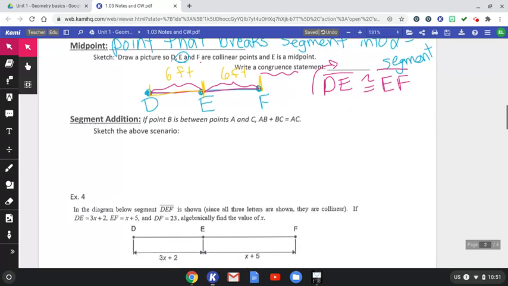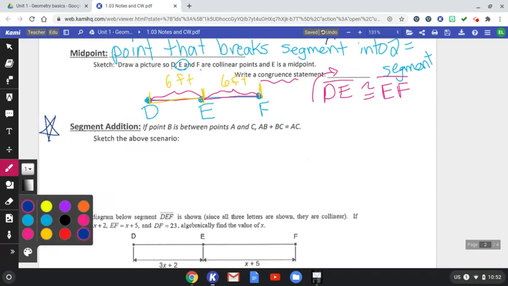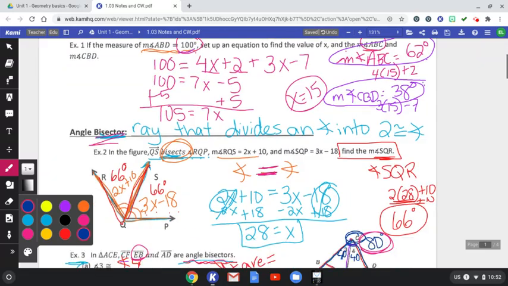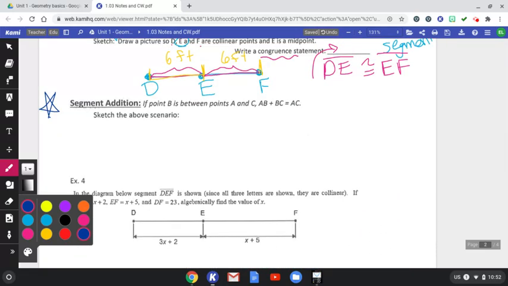Lastly is segment addition as vocabulary for today. So quick notes today. Segment addition is going to be similar to angle addition. We're going to add 2 things to make a bigger thing. Well, we were talking about angles earlier. Now we're going to talk about segments. So segment addition says if point B is between A and C, then you're going to add those parts up to equal the whole.